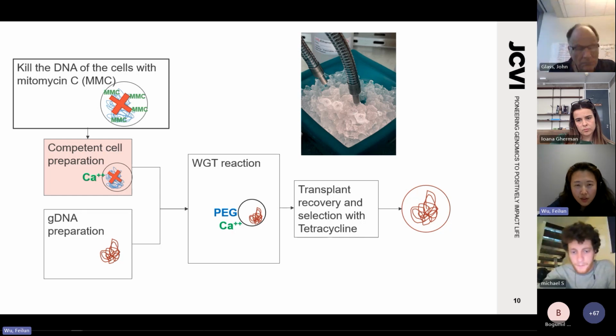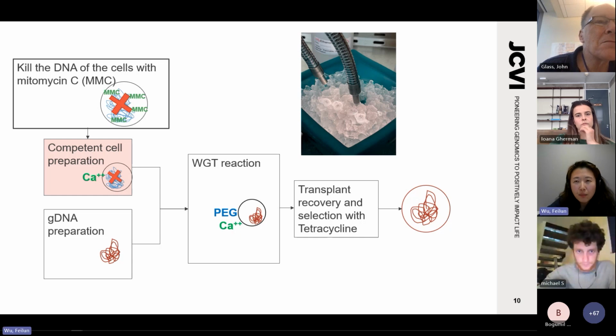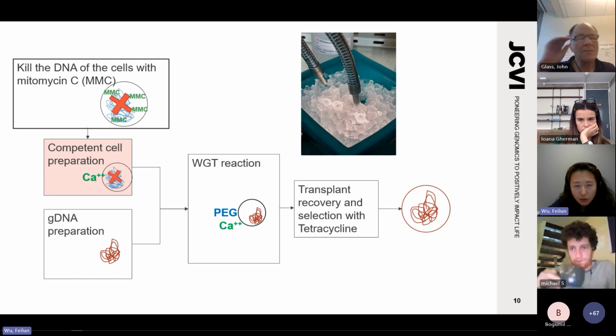And this is very similar to an E. coli transformation where we put them on ice for 30 minutes. And the reason why there's light, you might be wondering, is because mitomycin C is very sensitive to light. So we want to be able to get rid of all the residual mitomycin C so that it does not impact the donor genome that we supplement the reaction with.